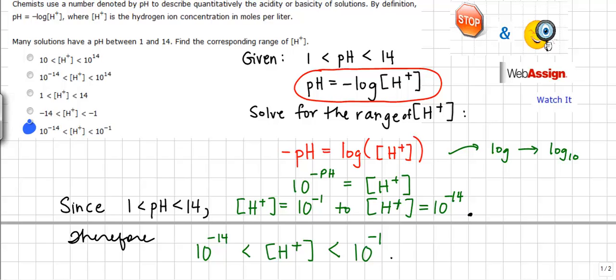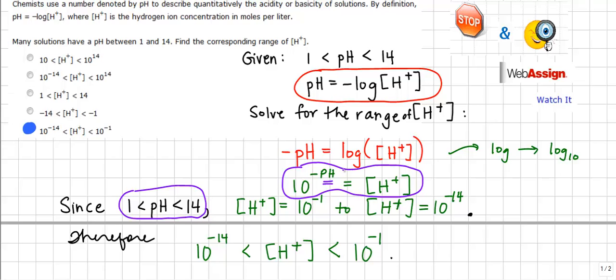So what we did again, just to repeat, is we were given the boundaries for pH. We found the formula relating pH to hydrogen ion concentration. Then we looked at the endpoints of pH, substituted those in the formula for hydrogen ion concentration, and got the new boundaries for the hydrogen ion concentration in this problem.